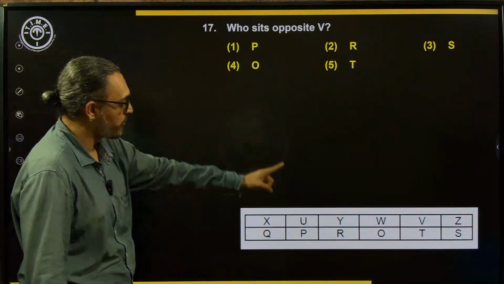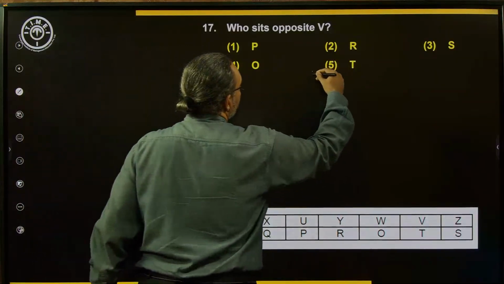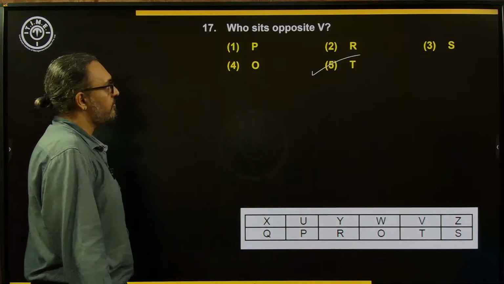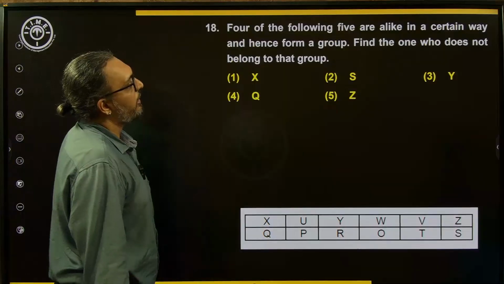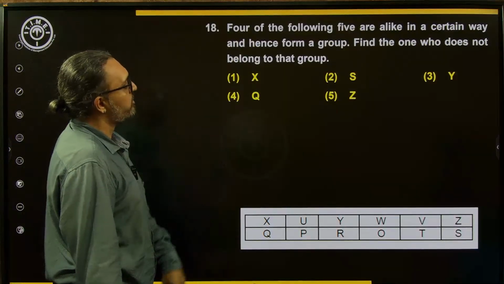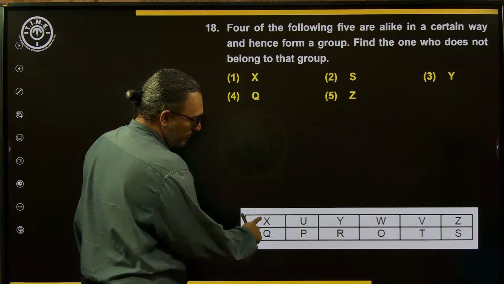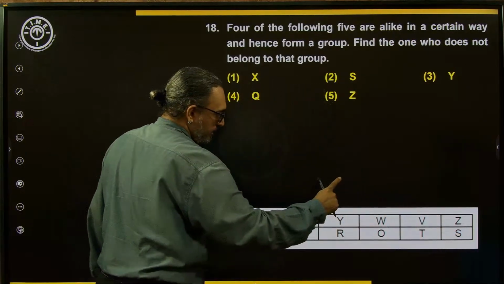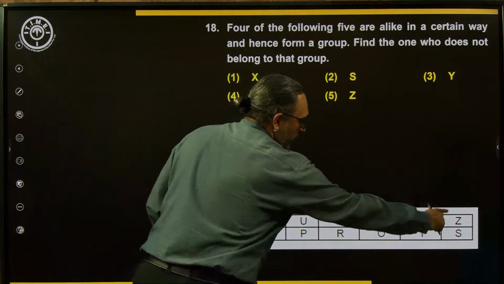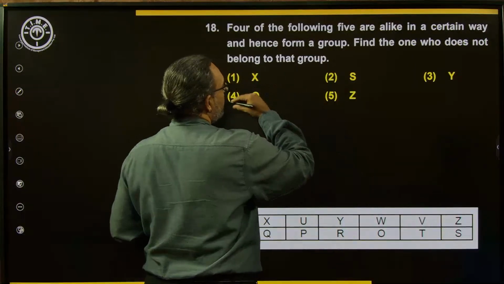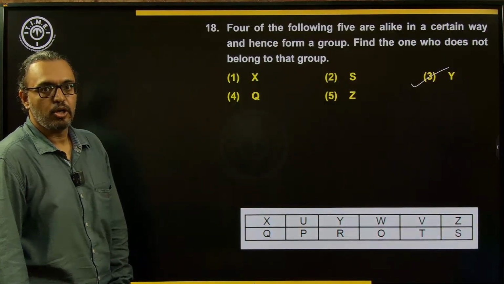Now questions, who sits opposite to V? So opposite to V you have is T, and that is available in 5th option. Then 4 of the following 5 are alike in a certain way and hence form a group. Find the one who doesn't belong to that group. X, S, Y, Q, Z. So you can see that X, Q, Z and S are extreme positions. Y is the one which is not in an extreme position. That's the odd one out.